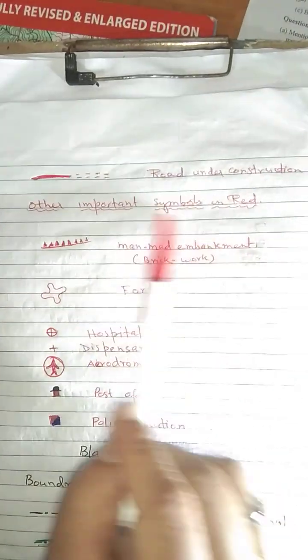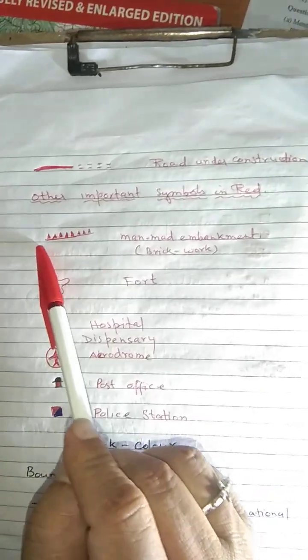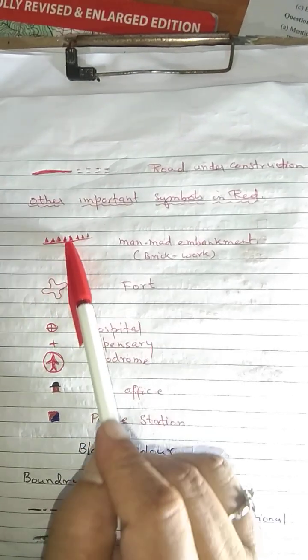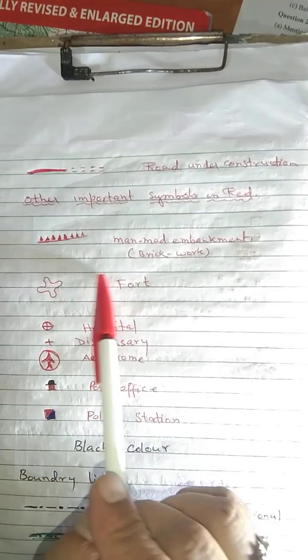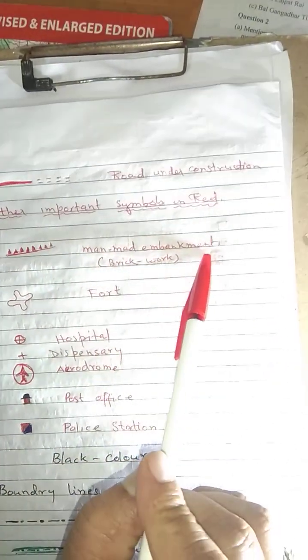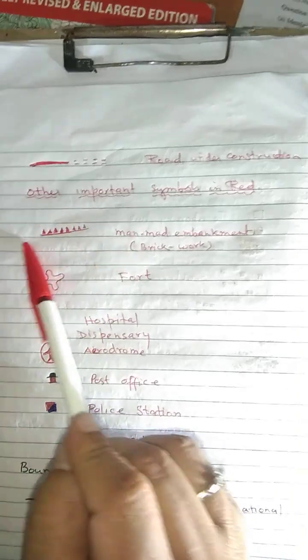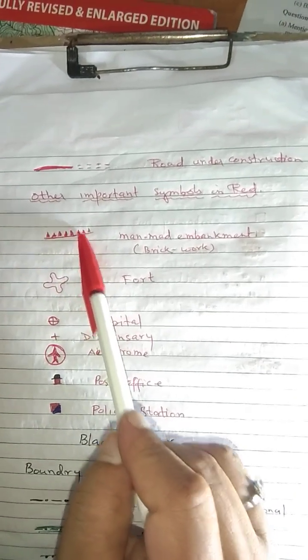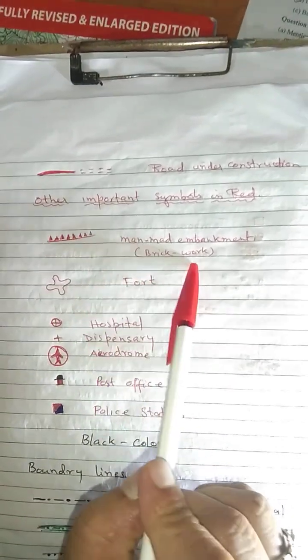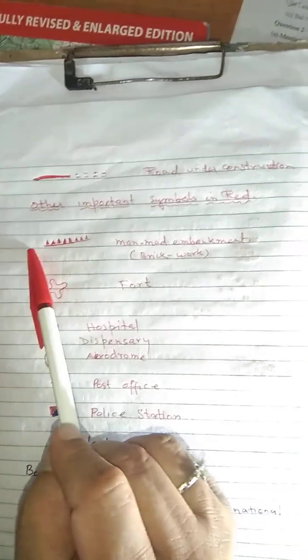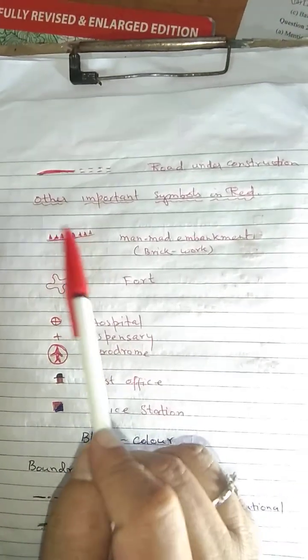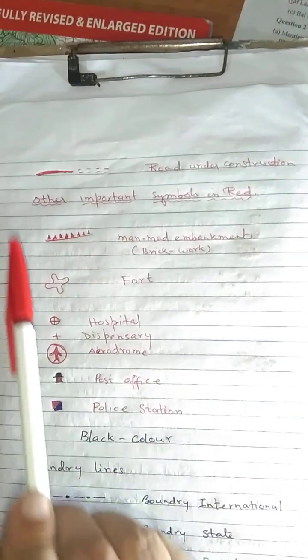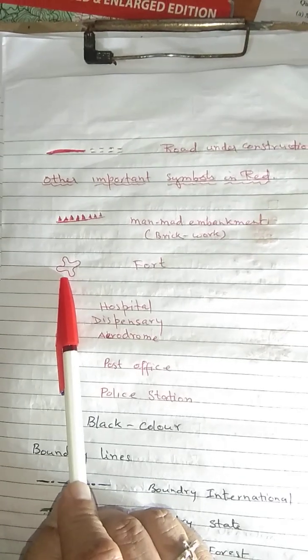Then other important symbols in red. We have a red line here and something like a red line in the map. So these are man-made embankments across a river, across a stream, across a water body. In red color it will be brickwork. If it is in black color, same thing would be mudwork, embankment with mudwork. This type of symbol would represent a fort.